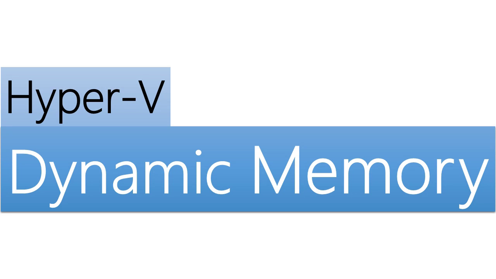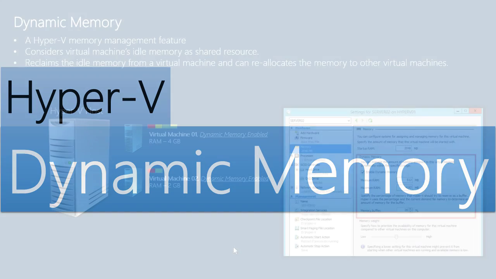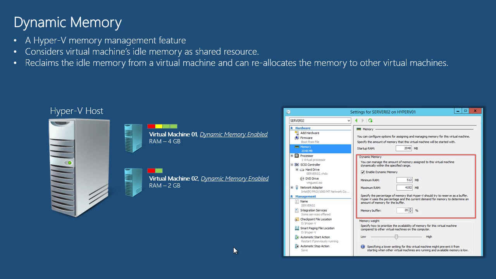Hey guys, in this video I'm going to talk about dynamic memory in Hyper-V. We'll see what the use cases of dynamic memory are and how to configure it. So what is dynamic memory? Dynamic memory is a Hyper-V memory management feature which automatically reallocates the memory among virtual machines efficiently.